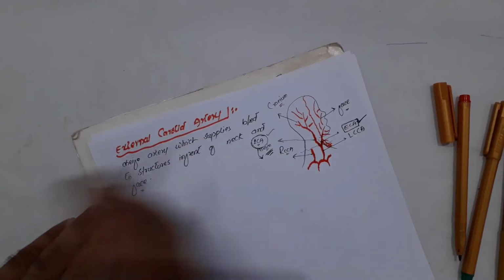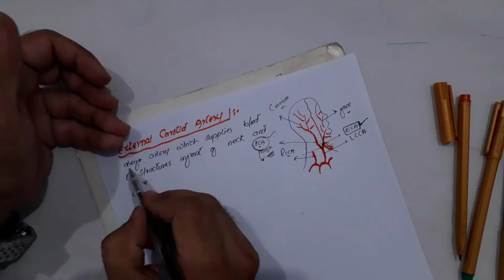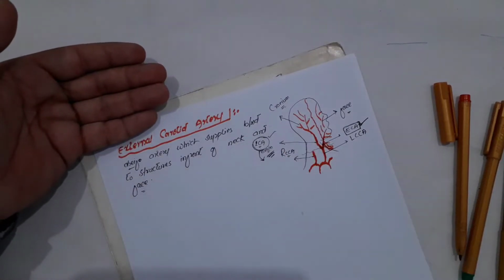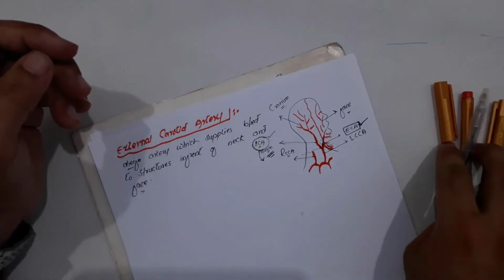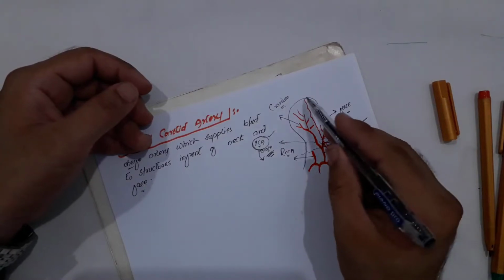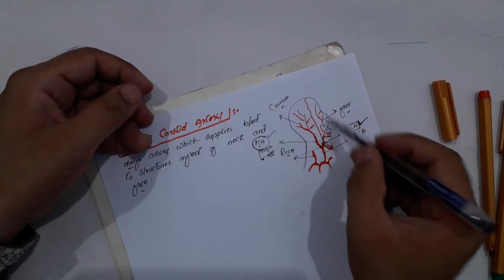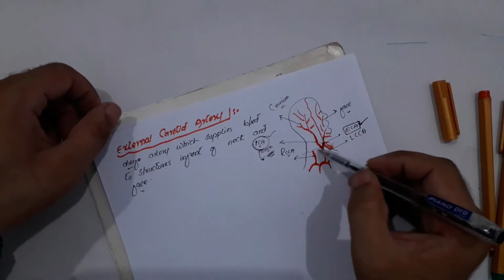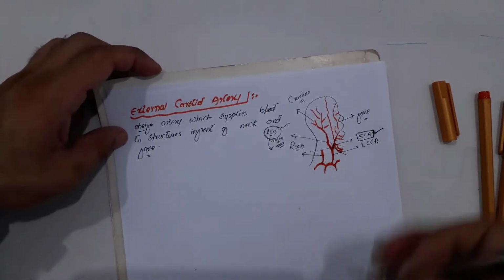Clear friends? So if someone asks what the external carotid artery is, it is the chief artery which supplies oxygenated blood to the structures present in front of the neck and face, right? So we can also say that the external carotid artery supplies blood to the facial region and those viscera which are present in the facial region and in front of the neck region, right friends? Very good.